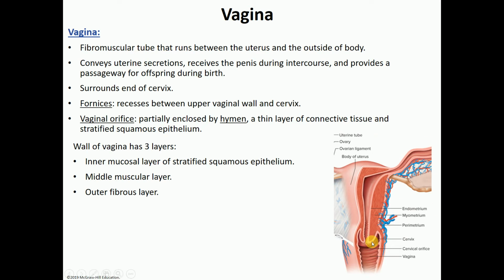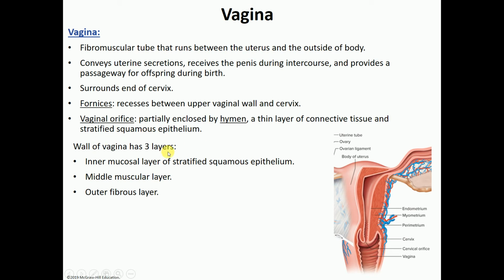At the very top, you'll find where the cervix is invaginated into the upper part of the vagina, and surrounding it we have these little pouches all around, and those pouches are known as the fornix or fornices, which again is a little recess between the upper vaginal wall and the cervix. The vaginal orifice, that again is towards the outside, is partially enclosed by a hymen pre-sexual activity. The hymen is made out of stratified squamous epithelium and a thin layer of connective tissue.